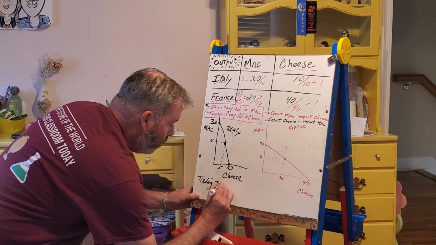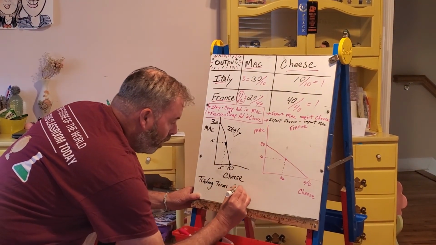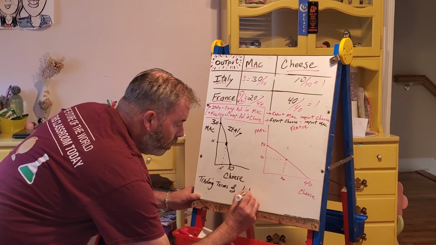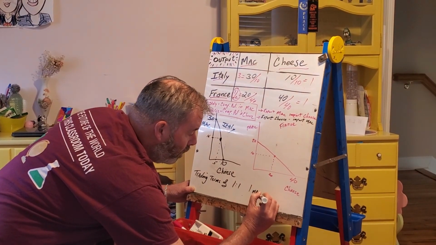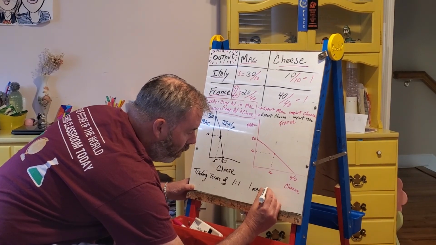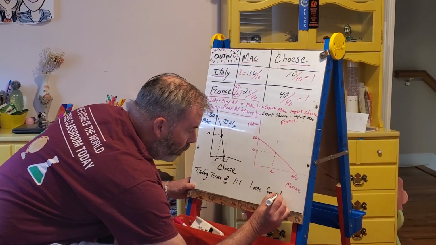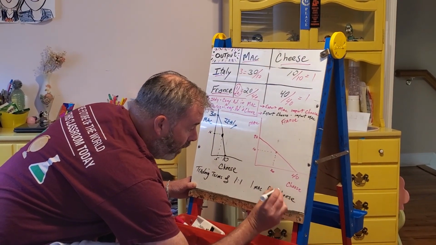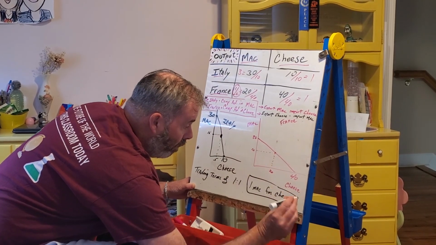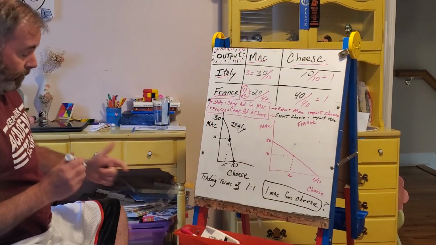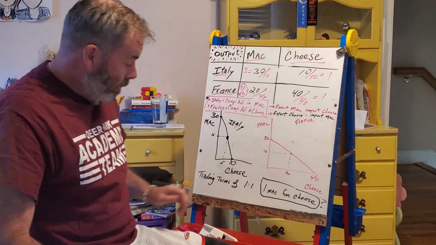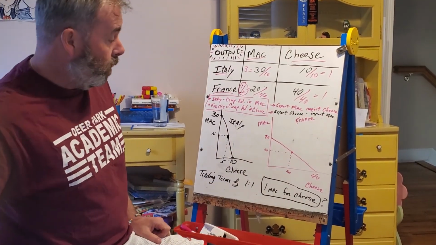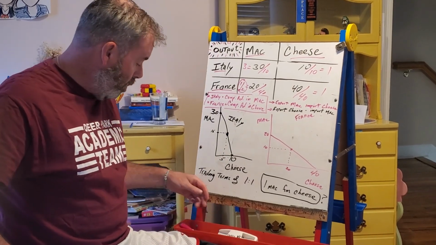Trading terms of 1 to 1. In other words, would both these countries trade 1 mac for 1 cheese? Again, only if it benefits them. Italy cares about Italy first. France cares about France first. So they're only going to conduct trade if it benefits them.